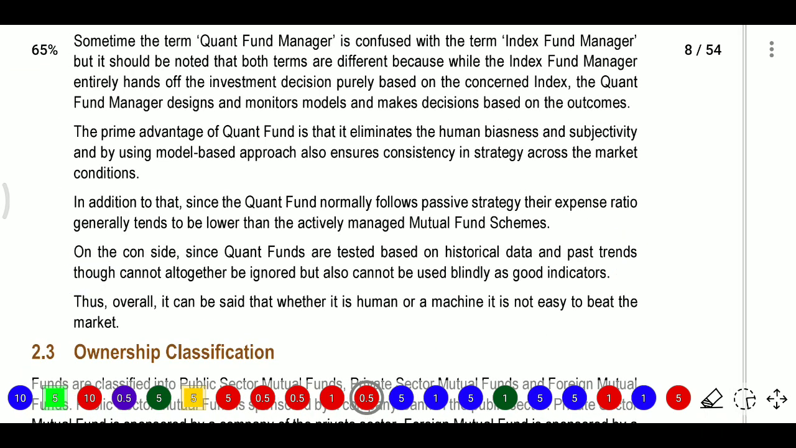The primary advantage of quanta fund is that it eliminates human biasness and subjectivity, and by using a model-based approach also ensures consistency in strategy across market conditions. So what are the advantages of quanta fund? You can eliminate the persons who are required, the human biasness is removed, and subjectivity will be model based. You can use a line chart, a pie chart, a tree model decision, or a bar chart. Any one of them will be provided.